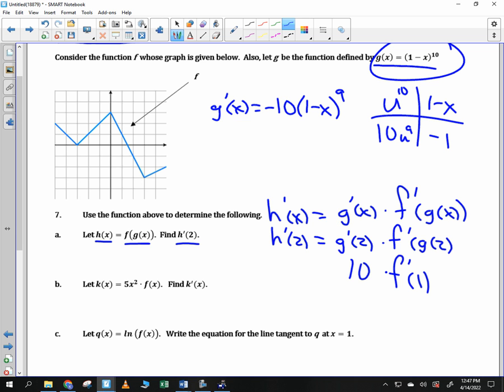We are looking at this graph here. I have 1. What is the derivative of the function at 1? What does that even mean? Yeah, what is the slope there? -2. So we've got 10 times -2. And so you get -20.